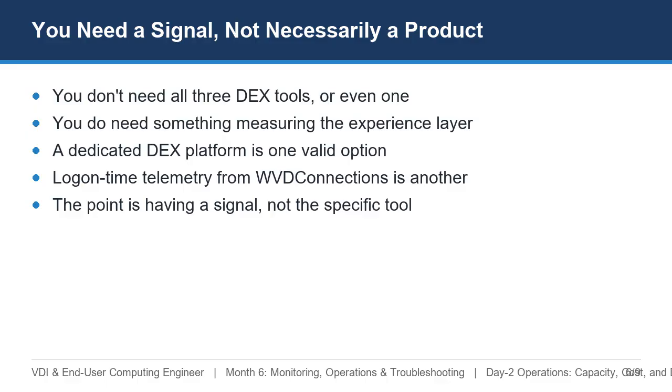You don't need all 3 of those tools, or even one, to run a healthy platform. What you do need is something measuring the user experience layer specifically. A dedicated DEX platform is one valid way to get that signal. Building your own logon time telemetry out of the WVD connections table you already learned in Lesson 1 is another, perfectly legitimate way. The point isn't which specific tool you pick, it's that you have a real signal for what users are feeling, not just what your infrastructure is reporting.